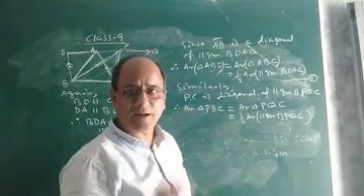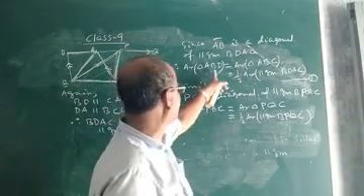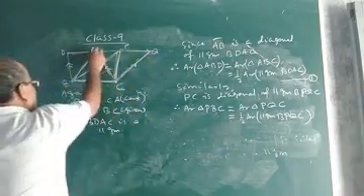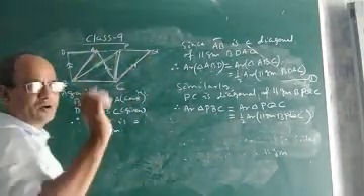But what is our aim? Our aim is to prove that area of triangle ABC is equal to area of triangle PBC. Now how can we prove it?